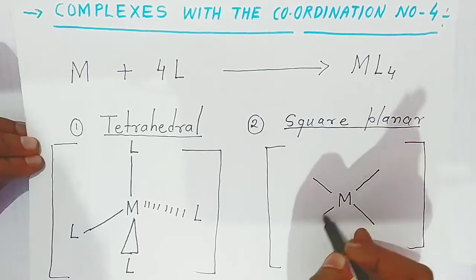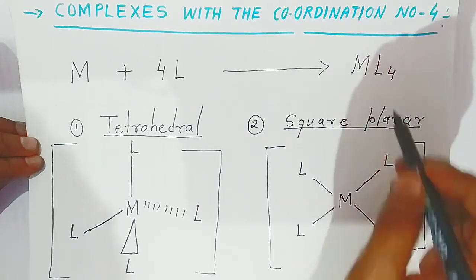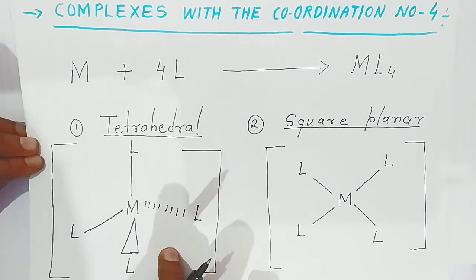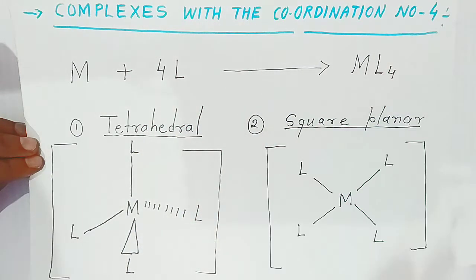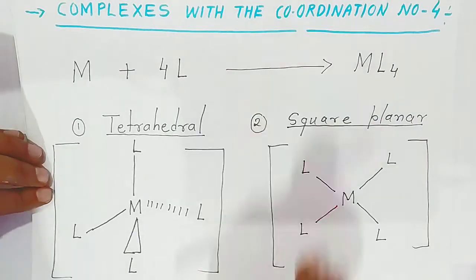This way they are approaching towards the central metal. So this way you can write the structure. That means if the coordination number is 4, it has two geometries: first, tetrahedral geometry, and second, square planar.